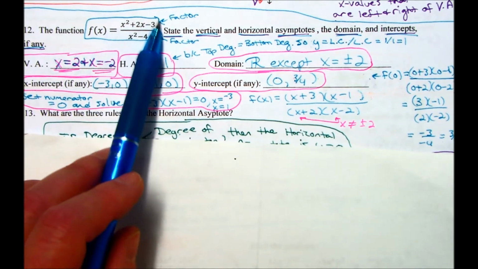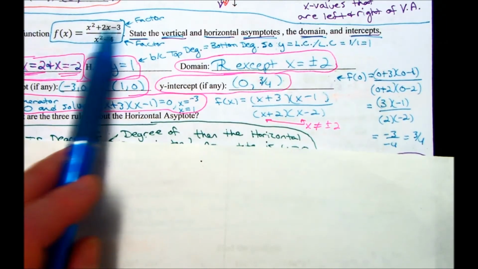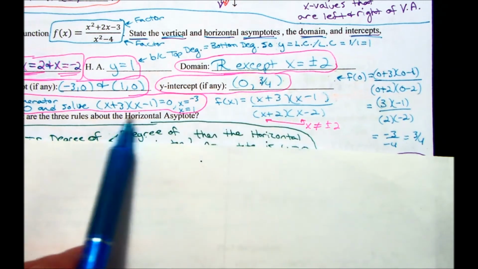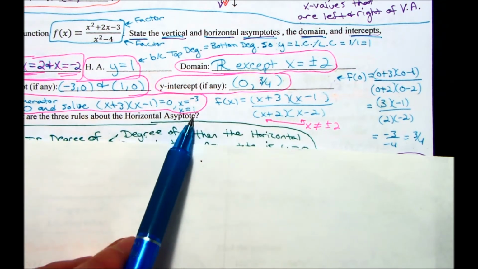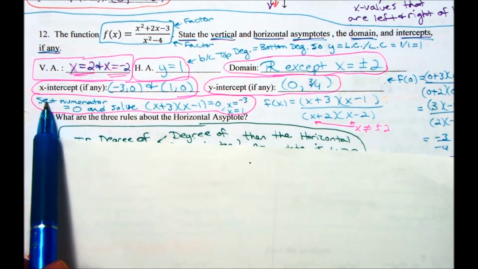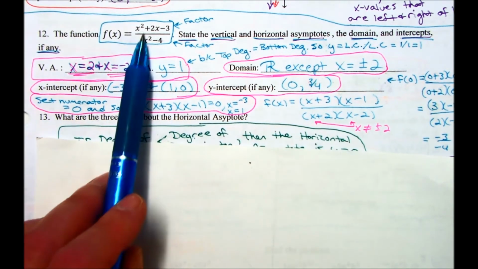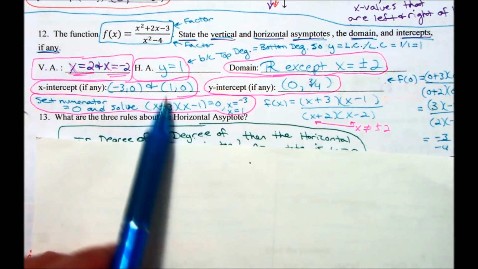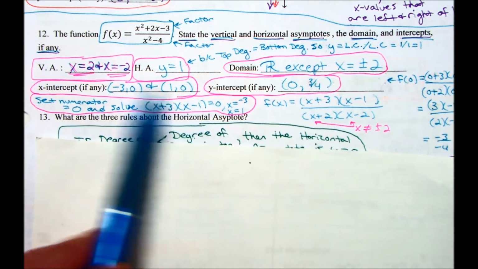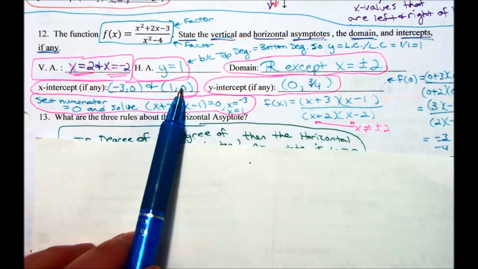If we set our numerator equal to 0 and solve, factoring it would help, and then if you set that equal to 0 and solved, you would get x equals -3 and x equals +1. So that's what I have here. Set the numerator equal to 0 and solve. But again, I factored it to solve it, and I got -3 and +1. So again, there's two x-intercepts, (-3, 0) and (1, 0).